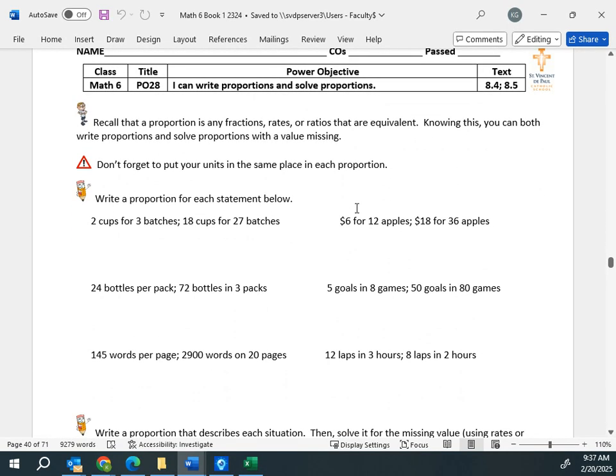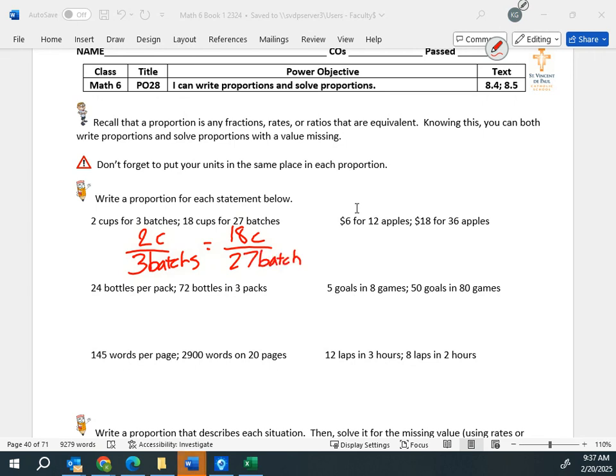PO 28, writing proportions and solving the proportions. Remember, we write them like those fractions. 2 cups for 3 batches equals 18 cups for 27 batches. If it says for how many batches, if you have a question mark there, we see how did I go from 2 to 18? I multiplied by 9. So 3 to question mark, I need to multiply by that 9. Whatever you do to the bottom, you do to the top.